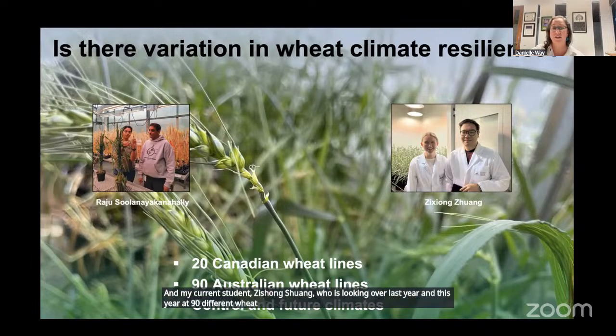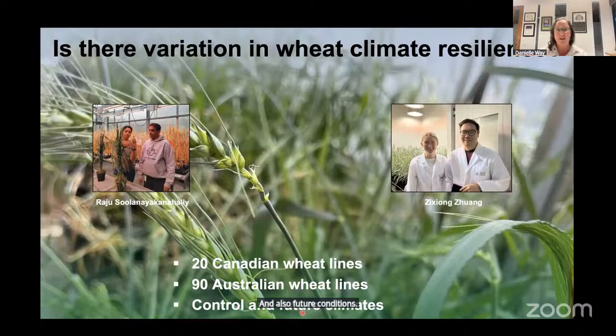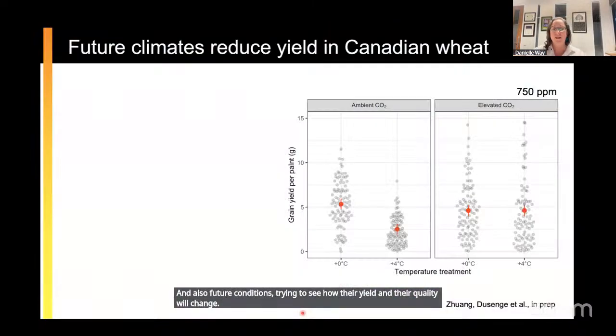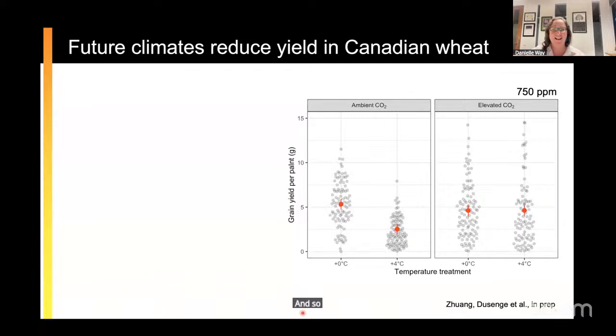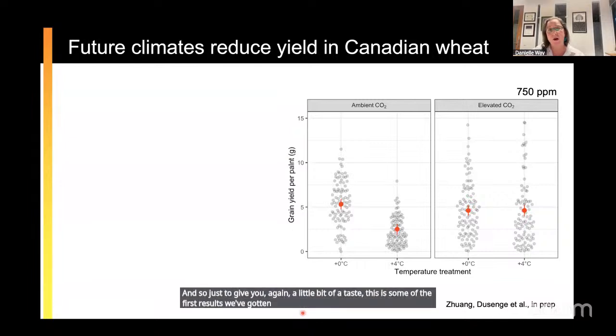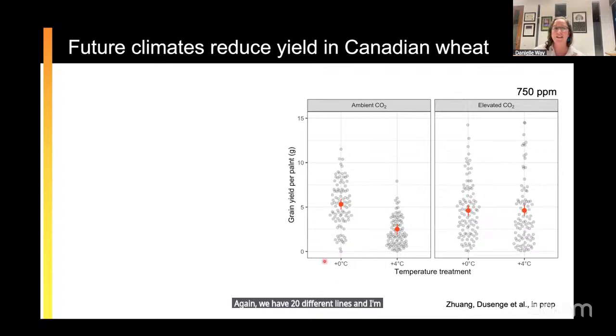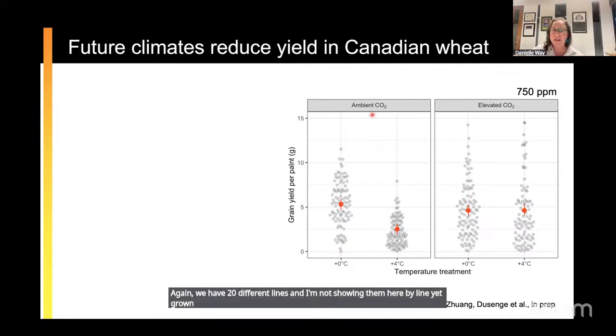from Australia. And in both cases, we're growing them under current CO2, current temperatures, and also future conditions, trying to see how their yield and their quality will change. And so just to give you, again, a little bit of a taste, this is some of the first results we've gotten from the Canadian wheat project, where again, we have 20 different lines, and I'm not showing them here by line yet, grown either under ambient CO2, or a high CO2 of 750 ppm.